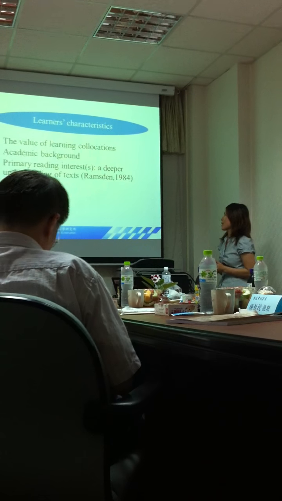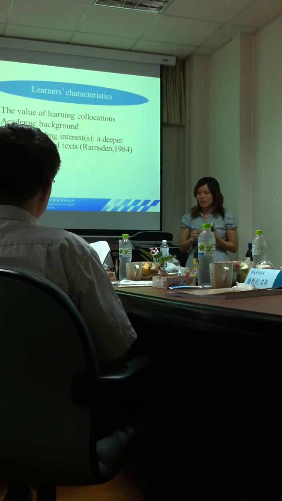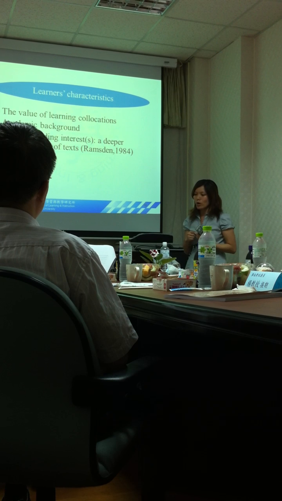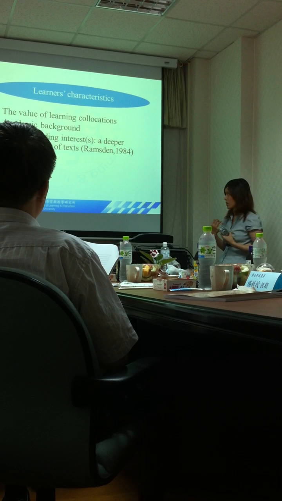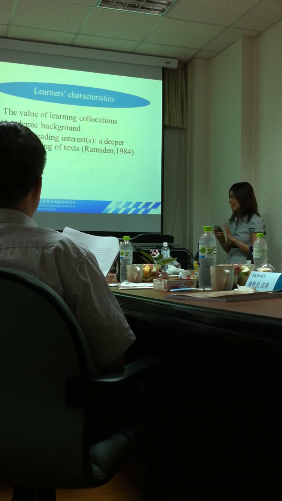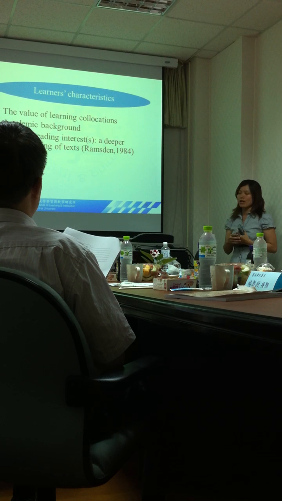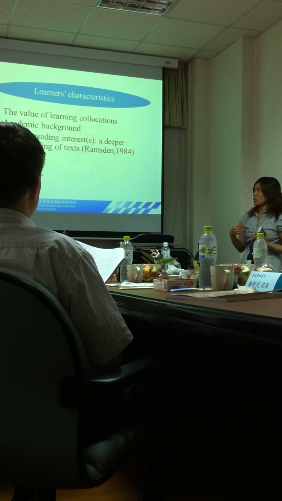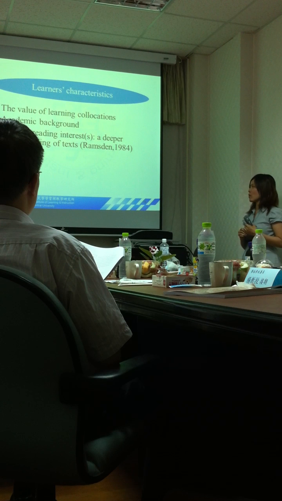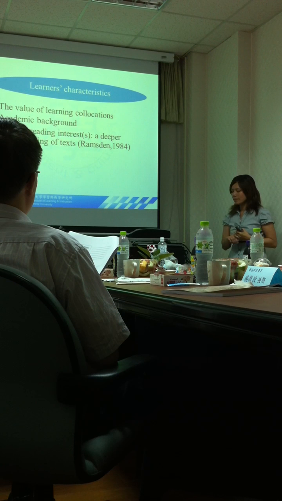And the third is about learners' characteristics. Actually, I found the characteristics of the learners might affect the use of collocator and also affect how much help they will receive from using collocator. And I found three aspects of characteristics. The first is how they value collocation knowledge while they use collocator. And the second is their academic background, and the third is whether they have a primary reading interest when they are reading the text.